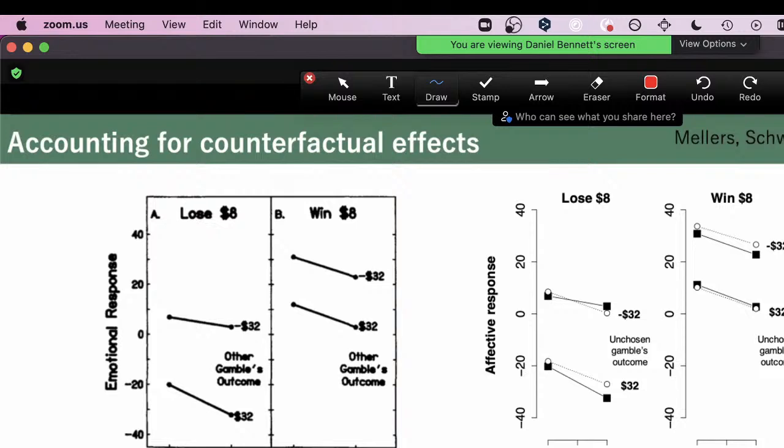Okay. But the proviso to that is that it's based on putting people in these very impoverished artificial environments where the only things going on are the outcomes of these gambles we're giving them. That probably misses some of the important psychological structure of real world experiences. To give just one example, there's no social component. Social comparison is something that influences emotion in academic research, and that's not something going on in this task.